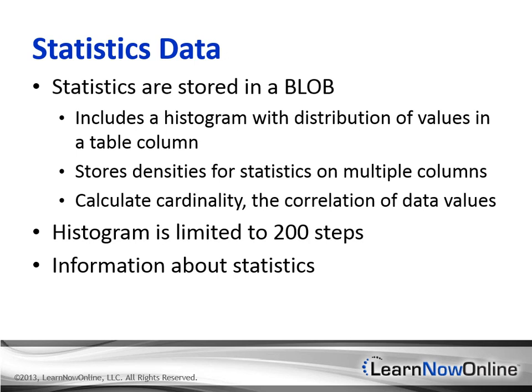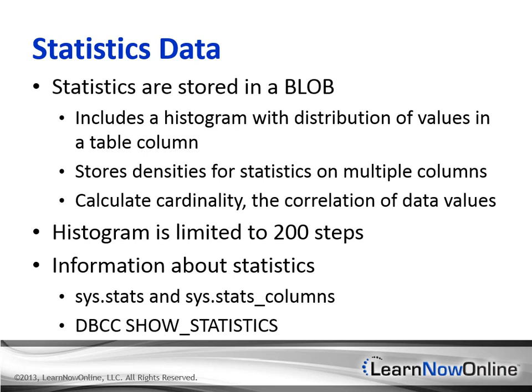SQL Server provides two primary catalog views and a dbcc command that you can use to obtain information about the statistics in a database. The sys.stats view contains a row for each statistics object that exists for tables, indexes, and indexed views in the database. And the sys.stats_columns view contains a row for each column that's part of the sys.stats statistics object. And then the dbcc show_statistics command returns information about current query optimization statistics for a table or an indexed view.